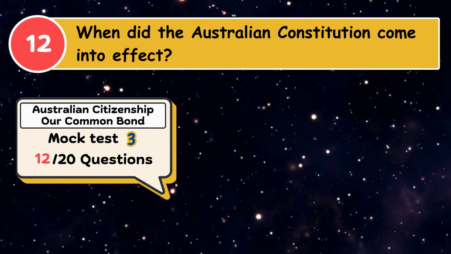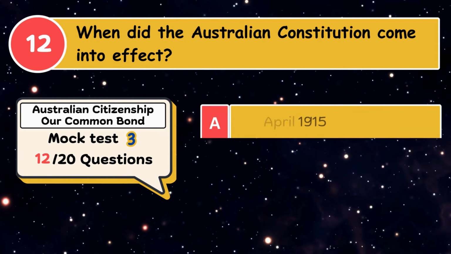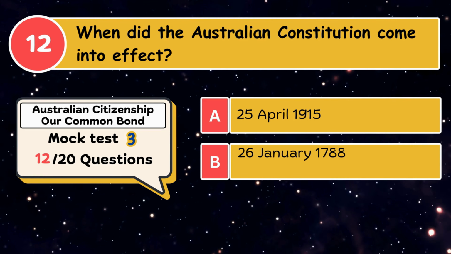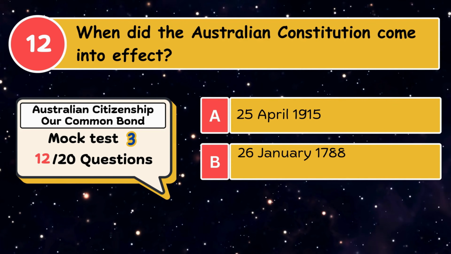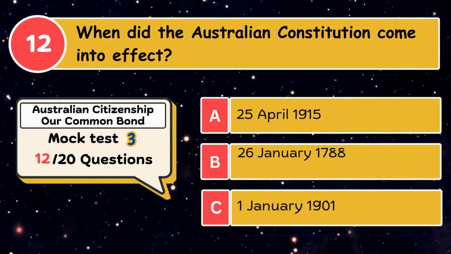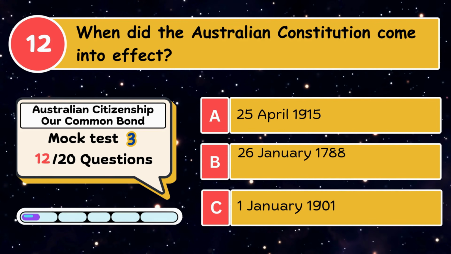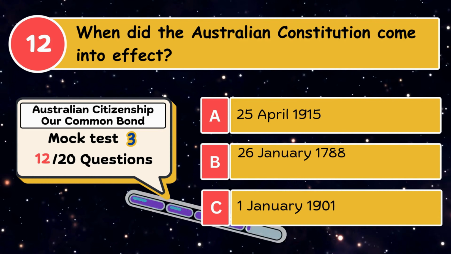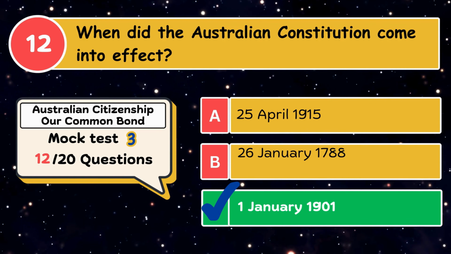When did the Australian Constitution come into effect? A. The 25th of April 1915. B. The 26th of January 1788. C. The 1st of January 1901. The correct answer is the 1st of January 1901.